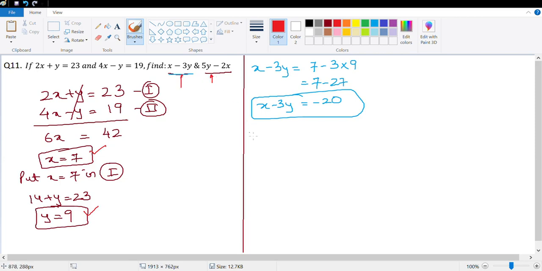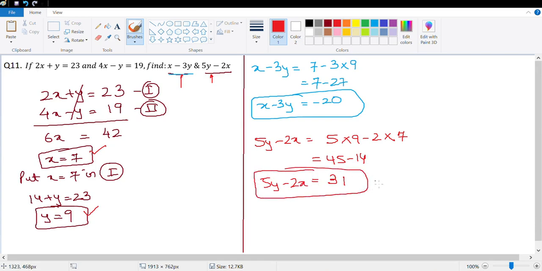So now let's find the second part of the question, which is 5y minus 2x will be equal to 5 into 9 minus 2 into 7. That's 5 into 9, 45, minus 14, that would be equal to 31. So 5y minus 2x is equal to 31. Good, let's look at the next question.